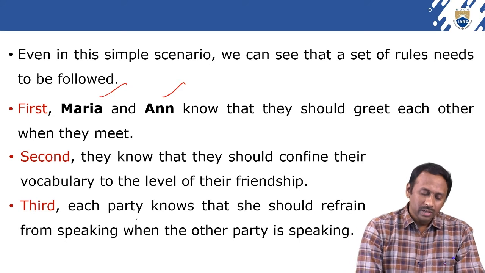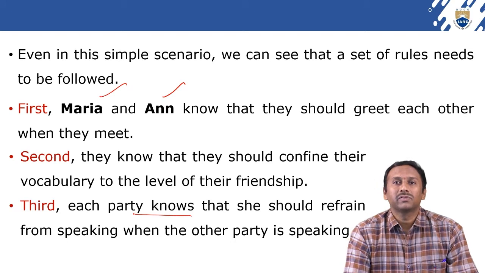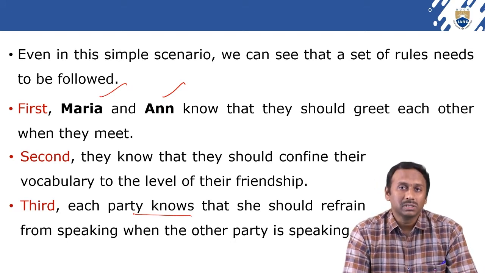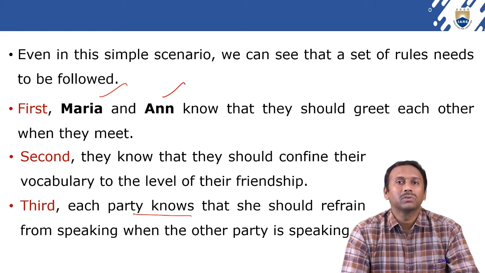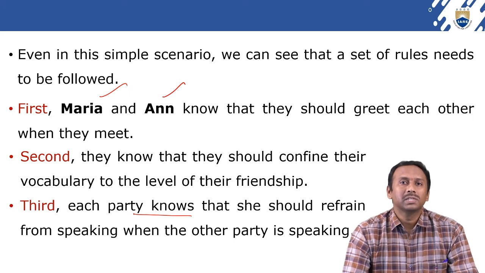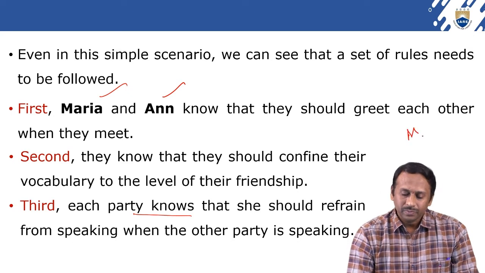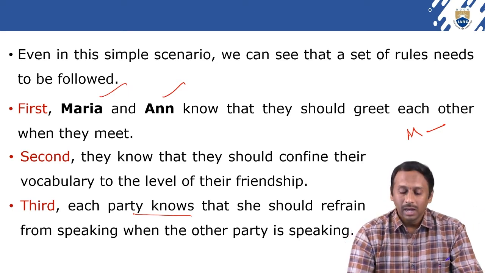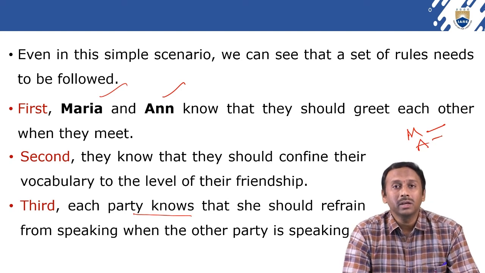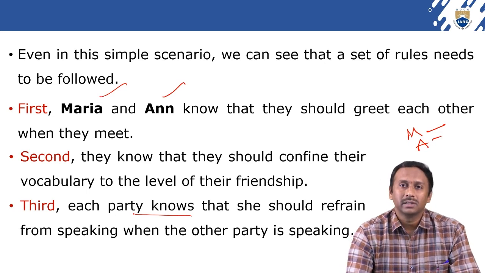The third one is that each party knows that she should refrain from speaking when the other party is speaking. That means we have to give time when other people are going to say something, and until then we need to listen. When Maria is speaking, Anne has to listen to Maria's ideas. And when Anne is going to say something, Maria has to listen to what Anne says, what Anne's ideas are.